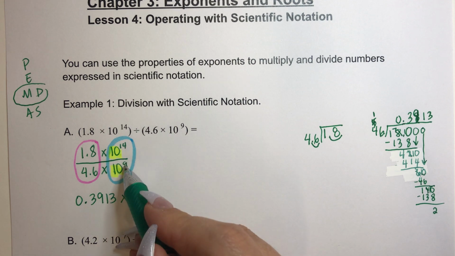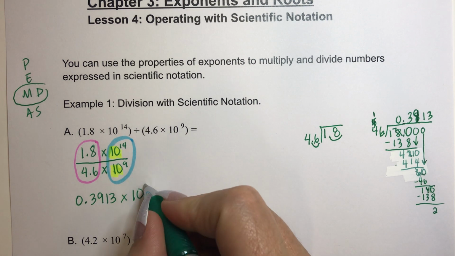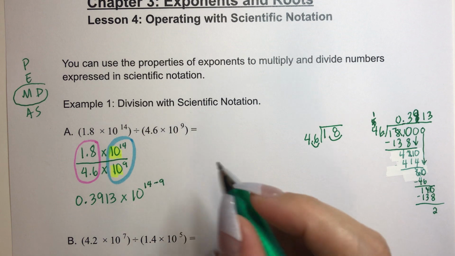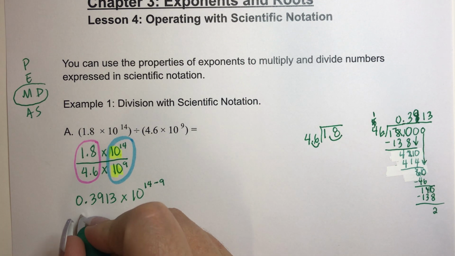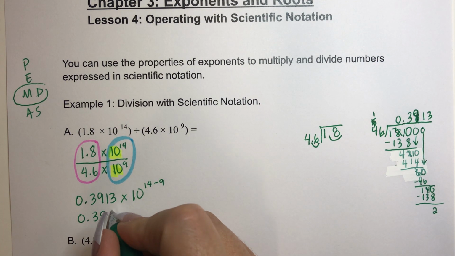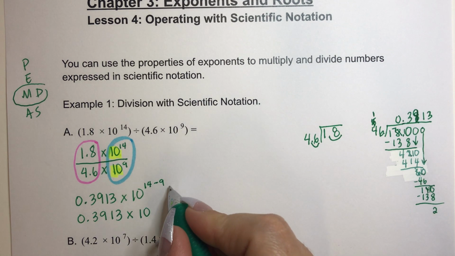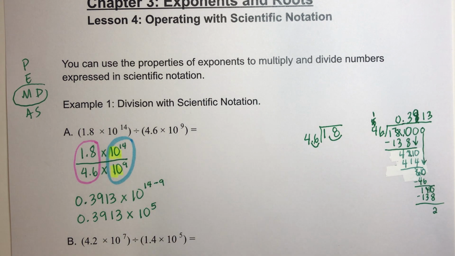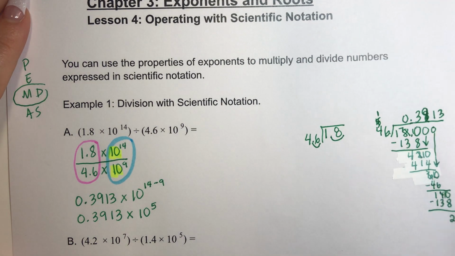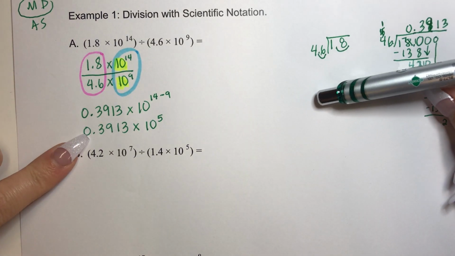We have the same base. Quotient rule just says you subtract the exponent. So we have 14 take away 9, which ends up being 0.3913 times 10 to the 5th power. Okay, so this is what we end up with right here, okay?